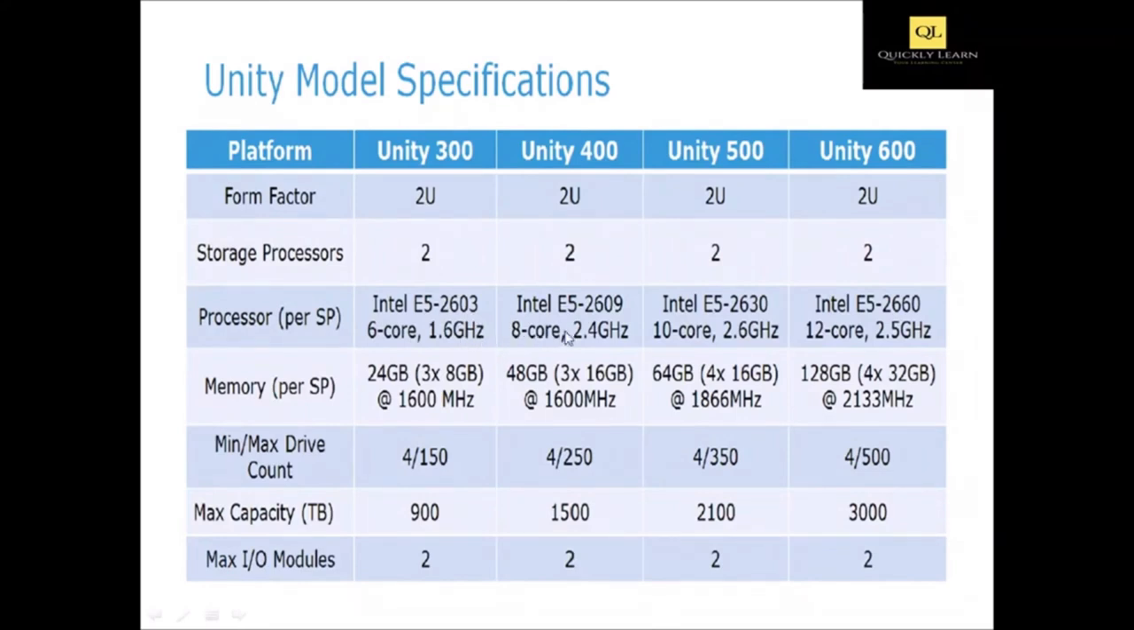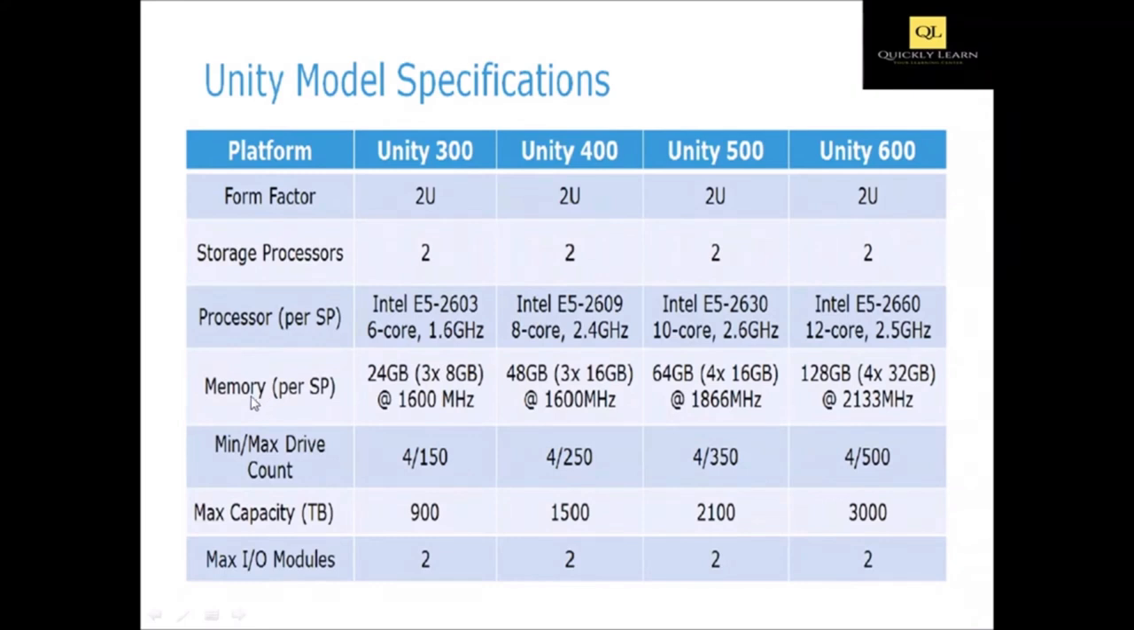Okay, in other storage boxes you can see in Unity 400 it is 8 core and 2.4 gigahertz, and it is E5 2609. In Unity 500 there is an upgrade, E5 2630, 10 core processor and 2.6 gigahertz processor. In Unity 600 you can see E5 2660, 12 core processor, 2.5 gigahertz speed we get.